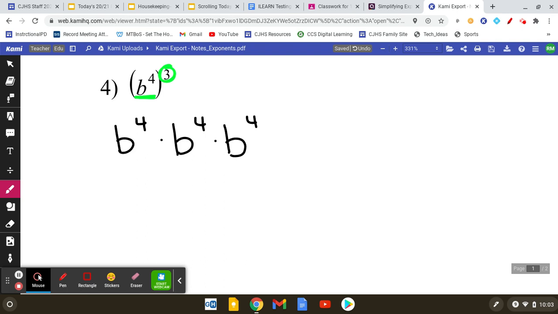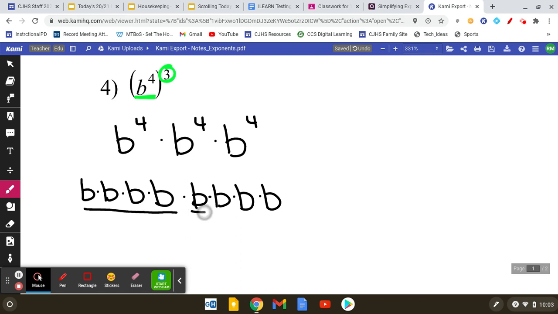How many B's do I have for this first one? 4. So here is a set of 4 B's. What about for the next one? 4. You might see a shortcut. And what about the last one? I have 4. A lot of B's. Yes. I have 3 sets of 4 B's.